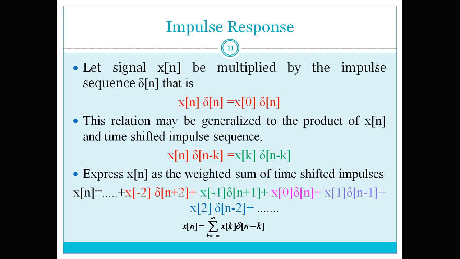So finally we can represent x of n is equal to sigma k equal to minus infinity to infinity x of k delta n minus k. So this is the final expression of impulse response. So let me see with an example.